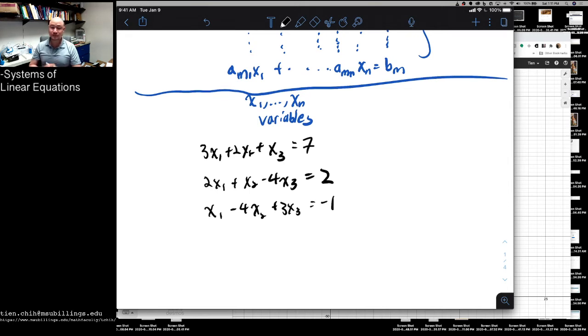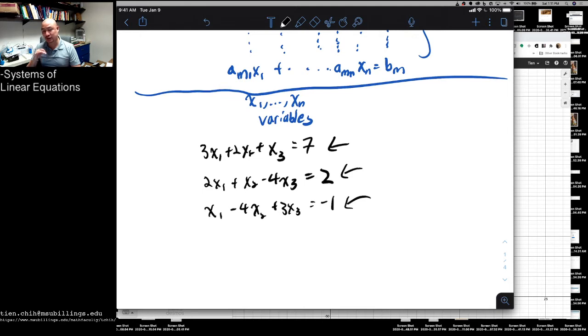And so, right, what we have, in this case, is a 3 by 3 system of linear equations, meaning that we have 3 different variables, x1, x2, and x3, and we have 3 equations that need to be satisfied, this one, and this one.